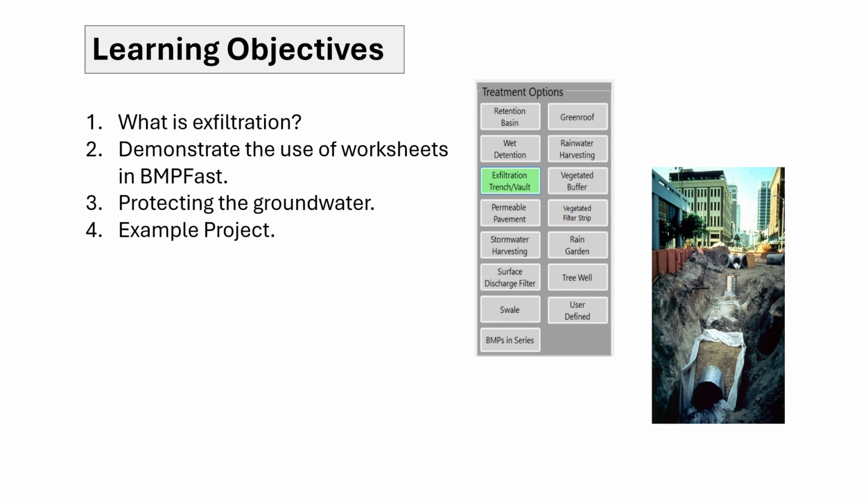We'll then demonstrate how to use the worksheets in the BMPFast software to calculate the annual removal effectiveness of exfiltration designs, emphasizing how these systems contribute to protecting our groundwater resources. Finally, we'll walk through a practical example project to illustrate the input information required to determine both the annual effectiveness and the total annual removal for specific exfiltration designs, whether they involve vaults or trenches with perforated pipes.